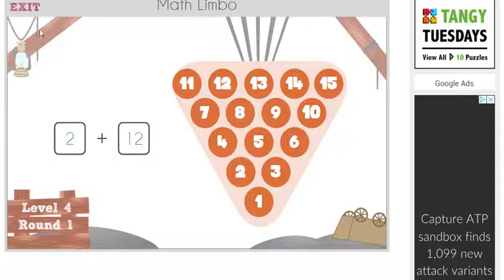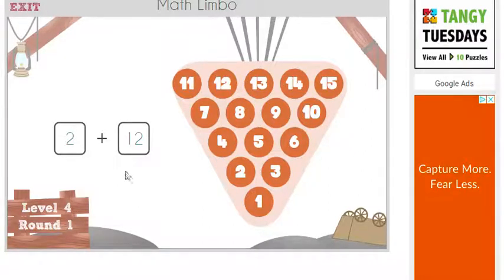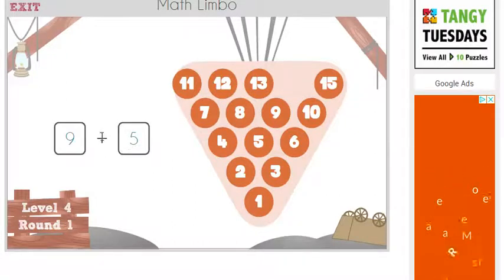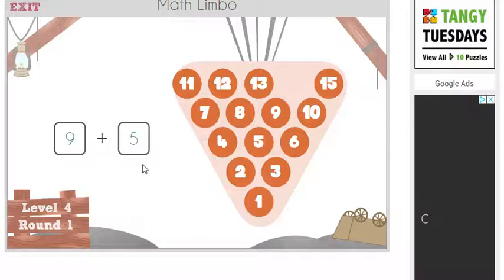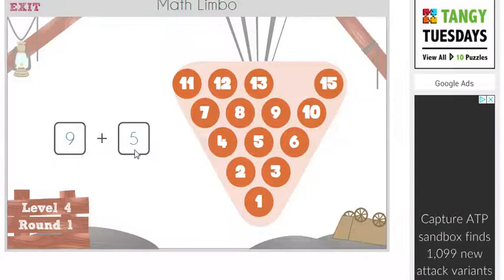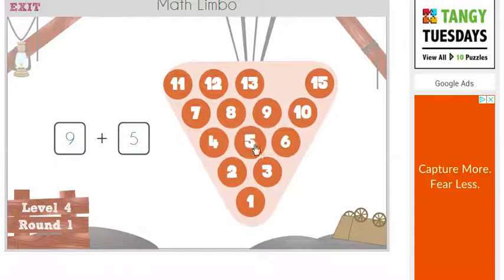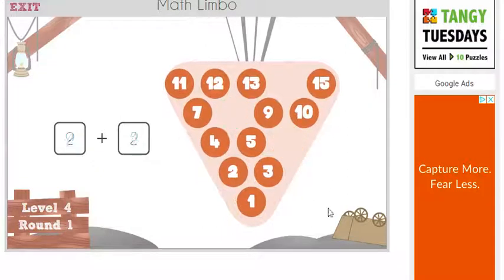So we can see that we have 2 plus 12, which if we just took it for what it is, we would say 2 plus 12 is 14. Now we have 9 plus 5, which is also 14, but that's not available here. So what we could do is choose two numbers that make the same as 9 plus 5. It could be 9 and 5. It could also be 8 and 6.